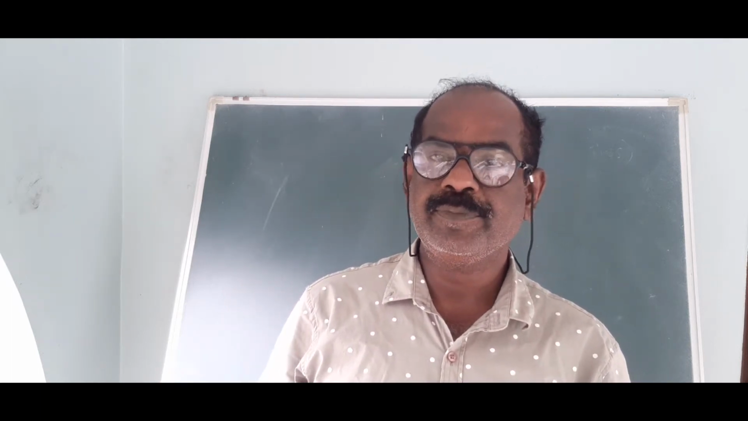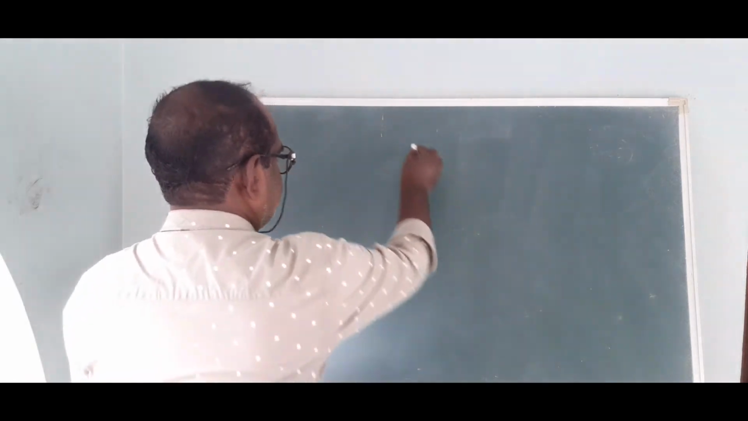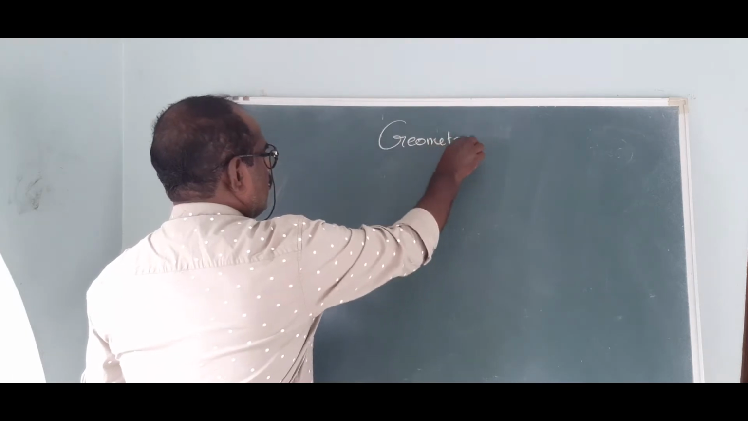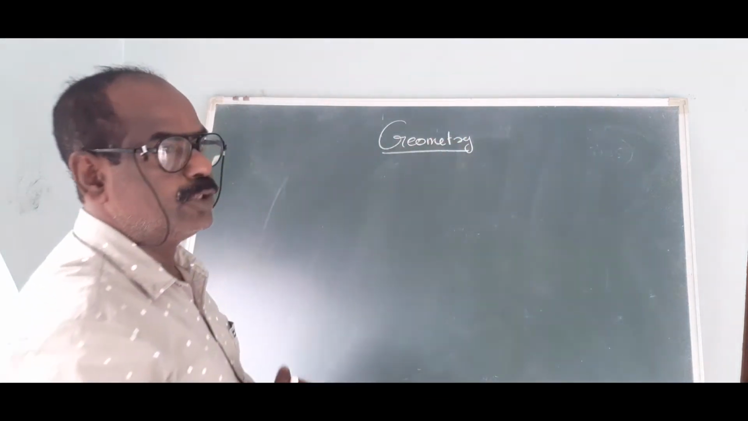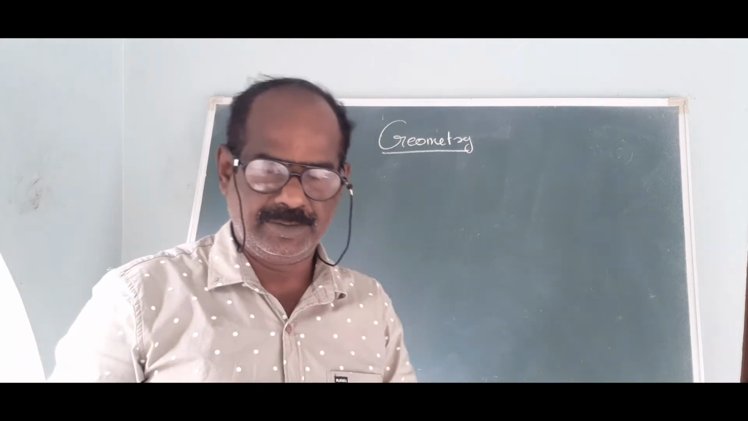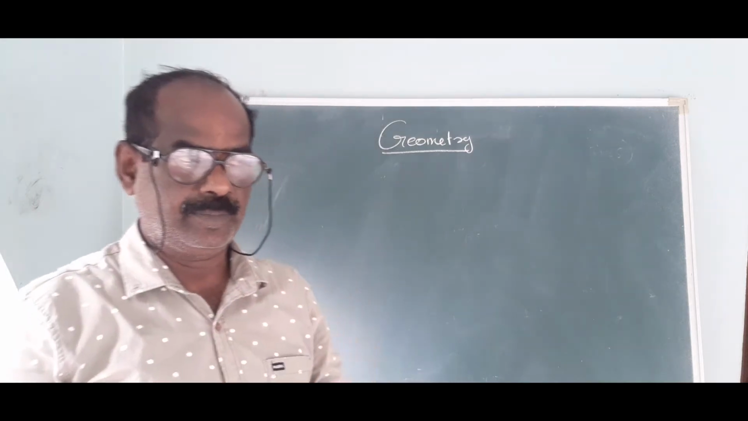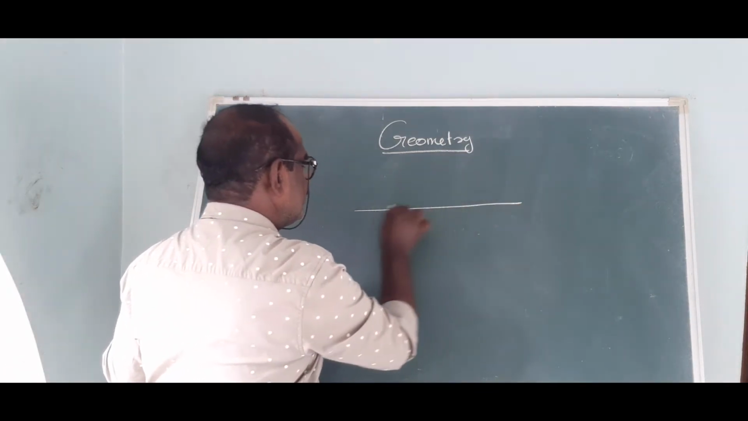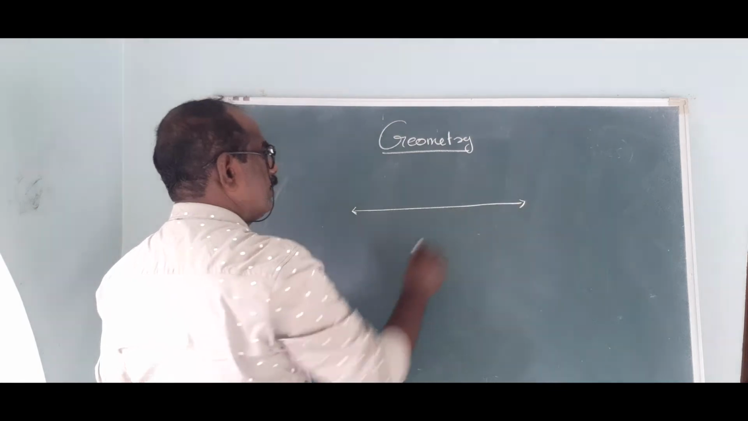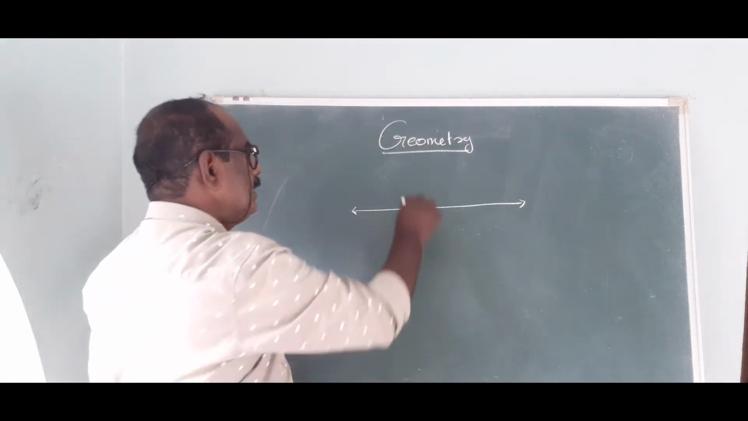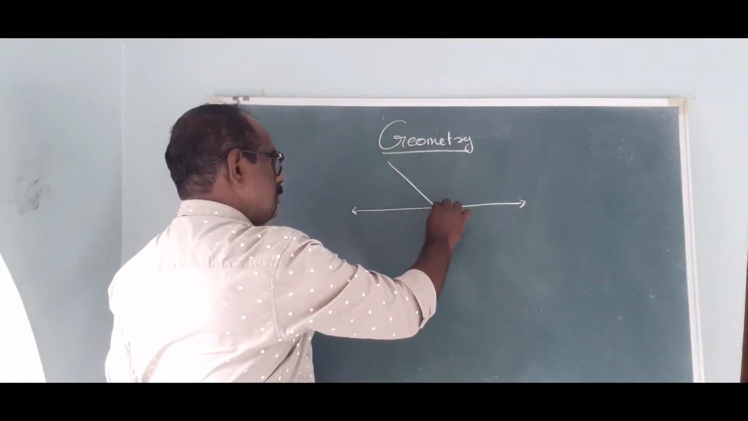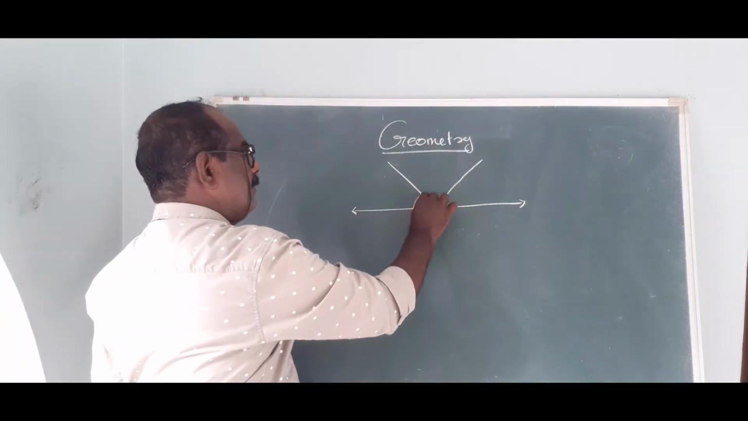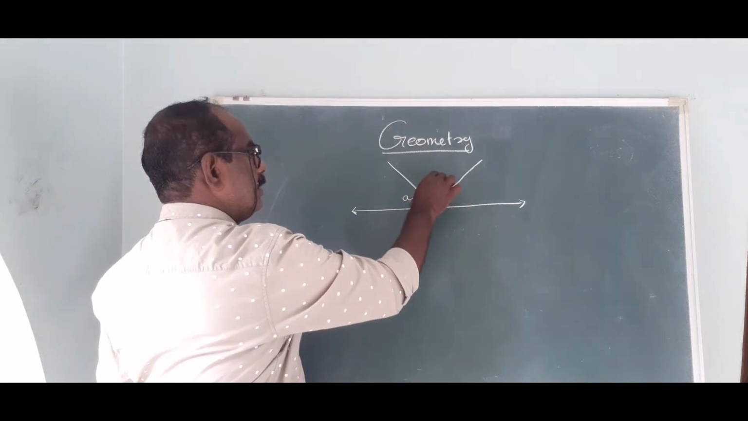Okay, let's start our section, geometry. Starting from the geometry, some fundamental results. The first result: if you draw a straight line, this is a straight line, we are making angles like this. This angle is known as A, this is B, this is C.